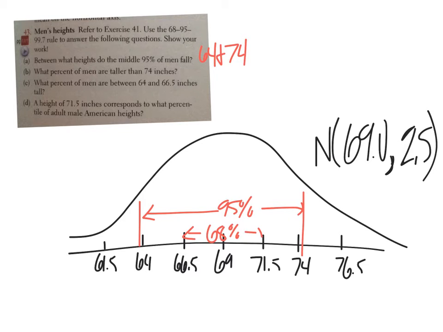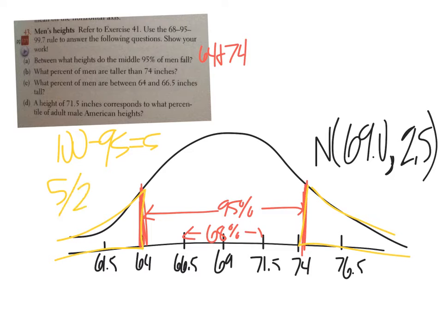What percent are taller than 74 inches? Well, if we know that this middle part is 95%, then this tail right here and this tail that I just colored in yellow have to add up to 5%, because 100 minus 95 is 5. But these are two tails and they're symmetrical, so I would do 5 divided by 2 to get what this percentage is. This percentage is 2.5. So the percent of men that are taller than 74 would be 2.5%.